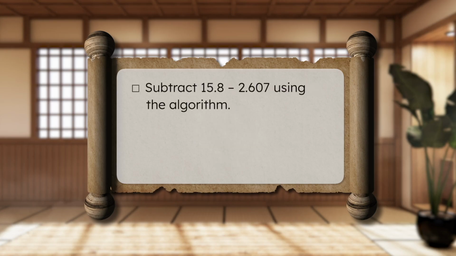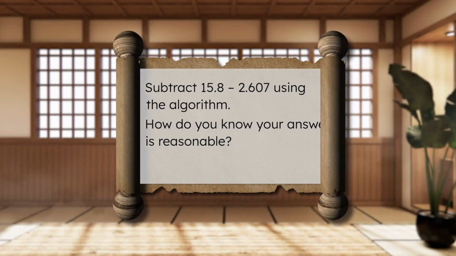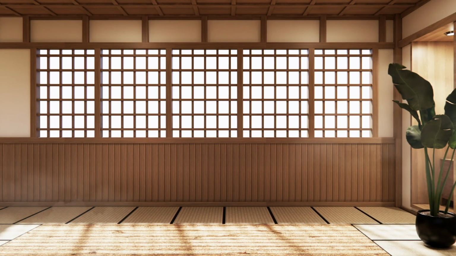Subtract 15 and 8/10 minus 2 and 607 thousandths using the algorithm. How do you know your answer is reasonable? Study well. The path to mastery begins now.